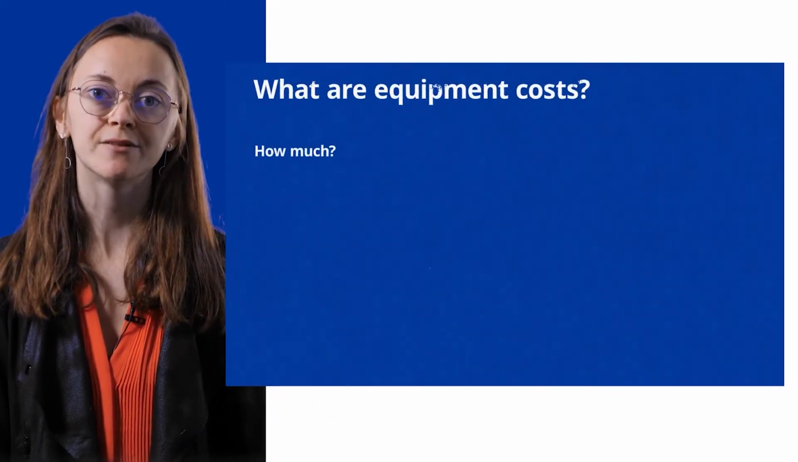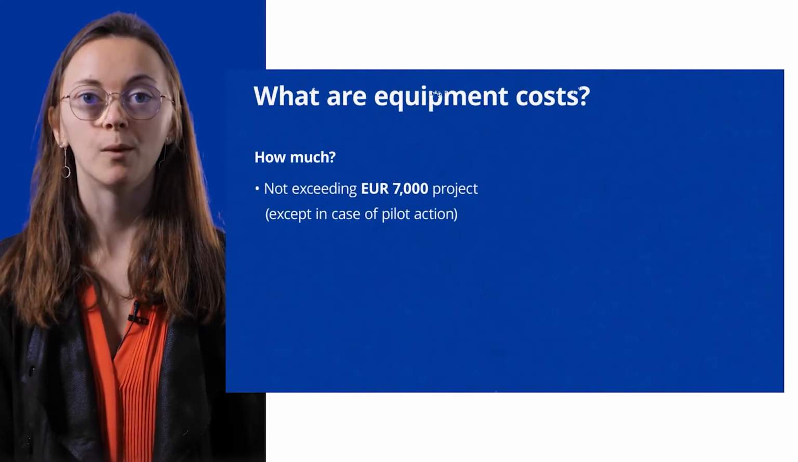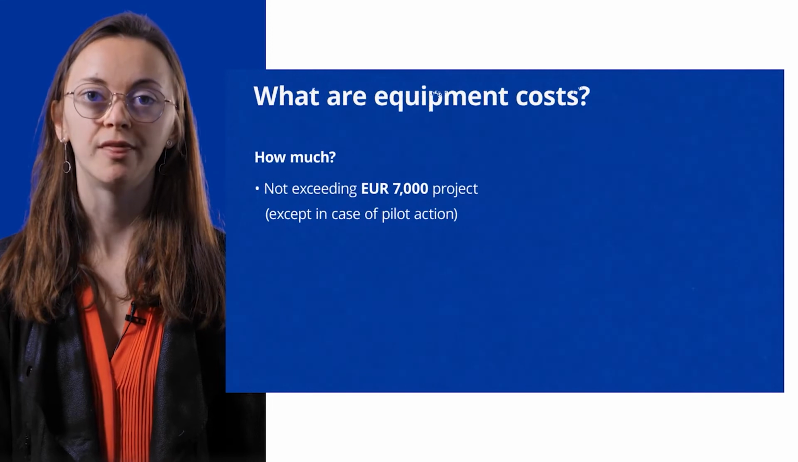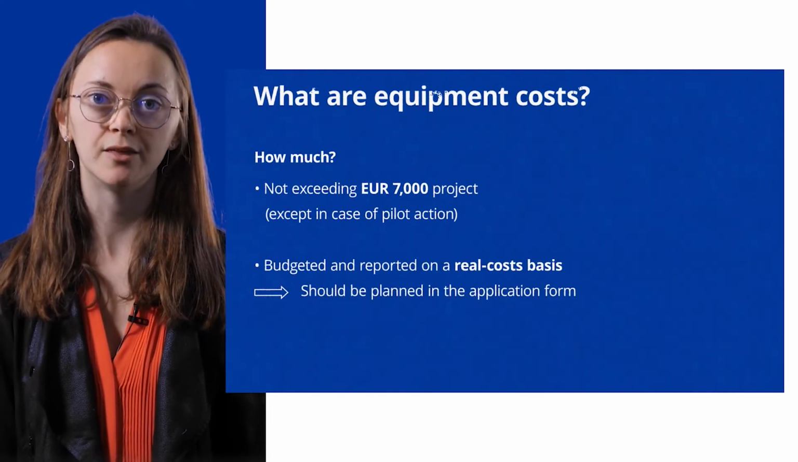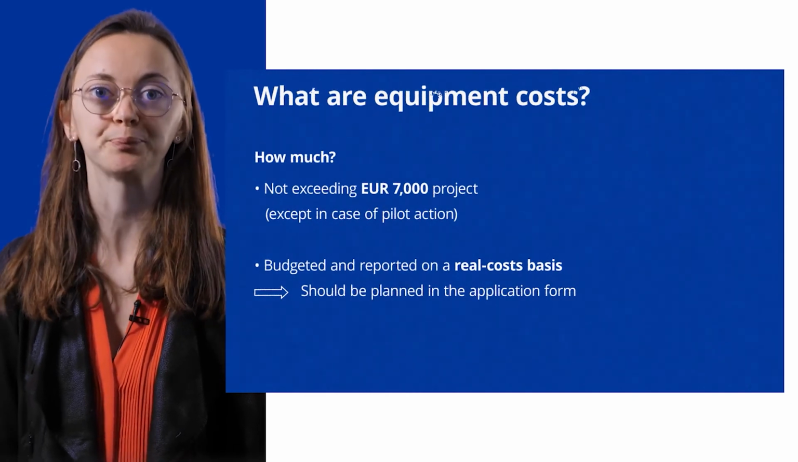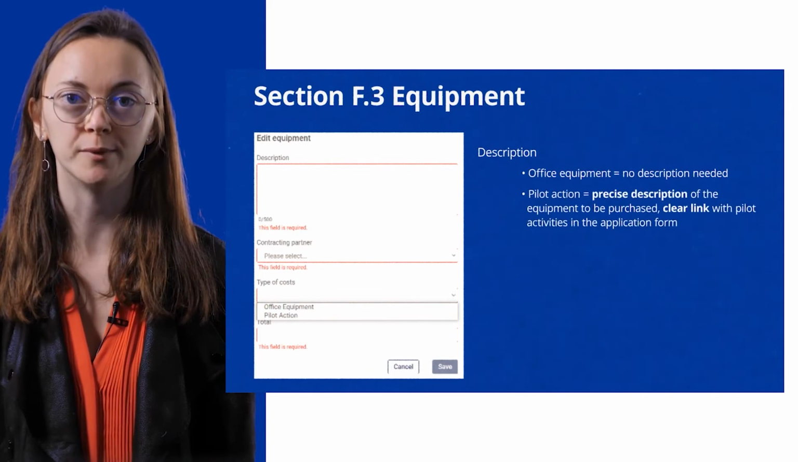So for the equipment cost, it should not exceed 7,000 euros per project if there is no pilot action. However, if there is a pilot action, then we understand that there can be some more specific equipment needed and the total cost can be higher. In practice, to plan your equipment cost, you will have to go in section F.3 of the application form and you will have to provide more information.